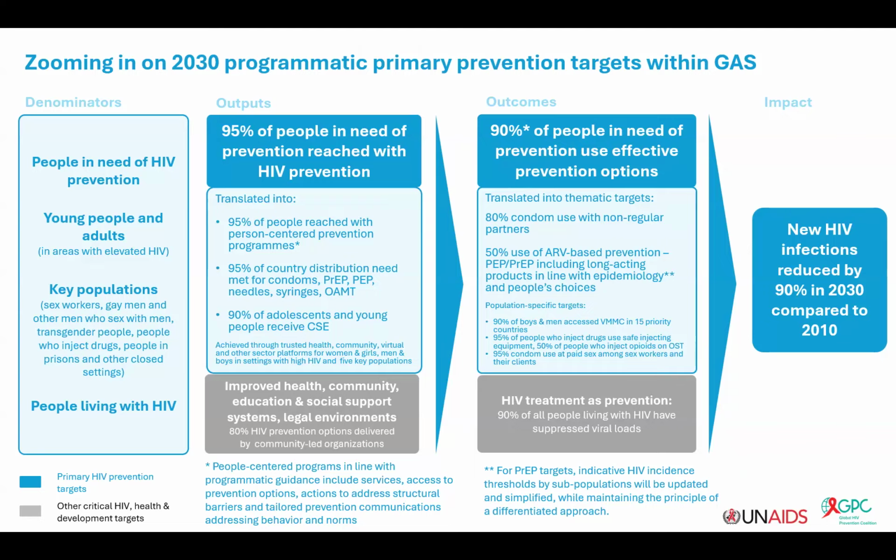And then, of course, for some elements of prevention like condoms or needles, people living with HIV are also an important population. For others like PrEP, obviously not. So we need to understand the prevention denominators to actually understand who we need to reach with prevention, where we have a 95% target, and then of those 95% reached, if we reach another 95% with actual access, that leads to that 90% target in a cascade logic for people using prevention options.